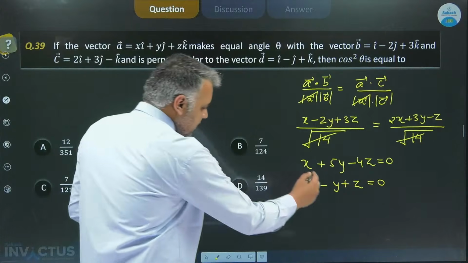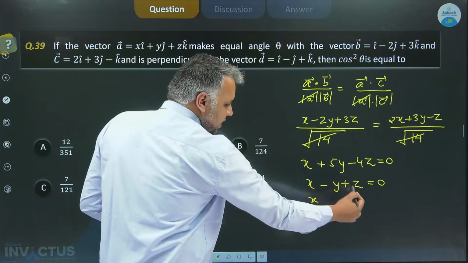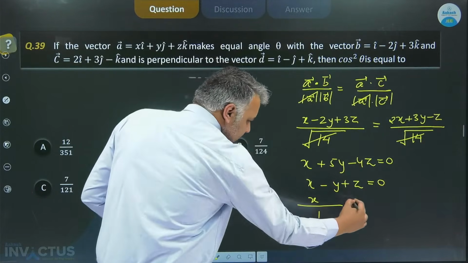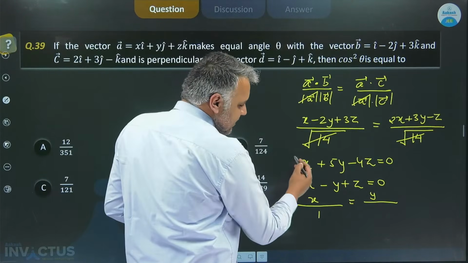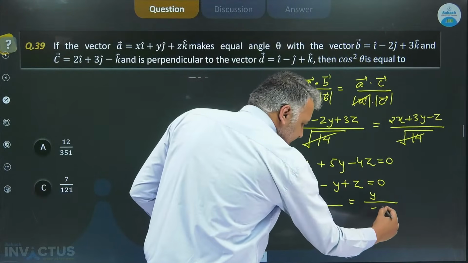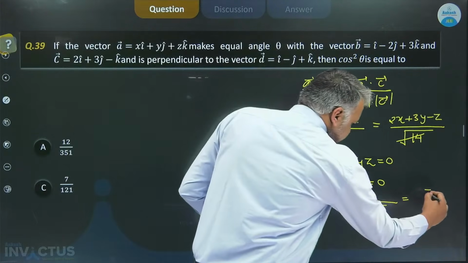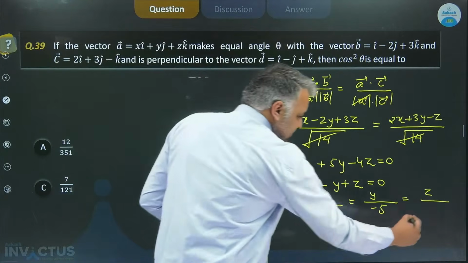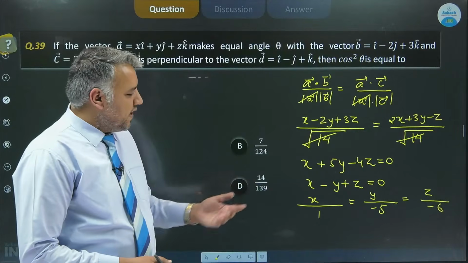Using the cross product, simply we can write that x divided by this product minus this cross product, 5 minus 4, so 1, is equal to y divided by, again you can see, 1 minus minus 4, that means 5 with a minus sign, so it will be minus 5, and this will be equal to z divided by, I think this will be minus 1 minus 5, so minus 6. So we will be getting the ratios of xyz.